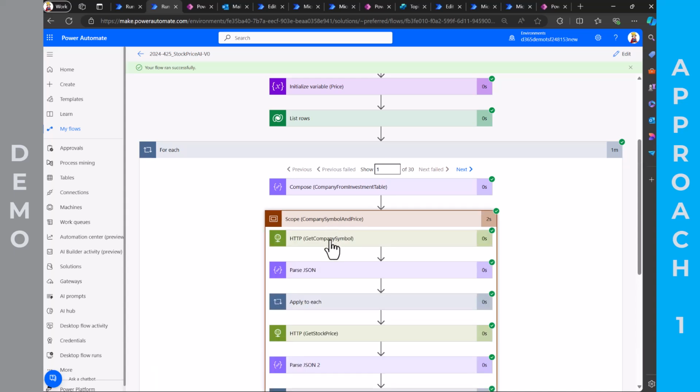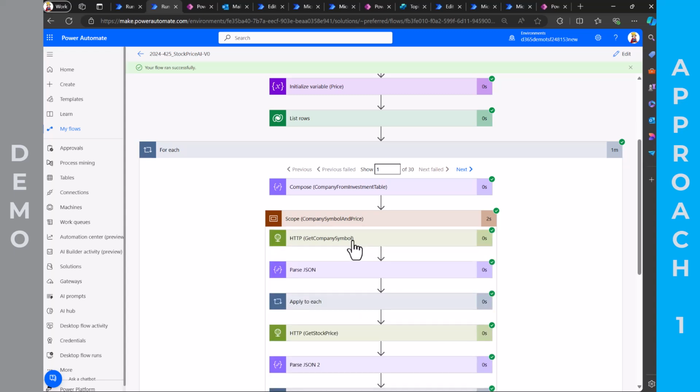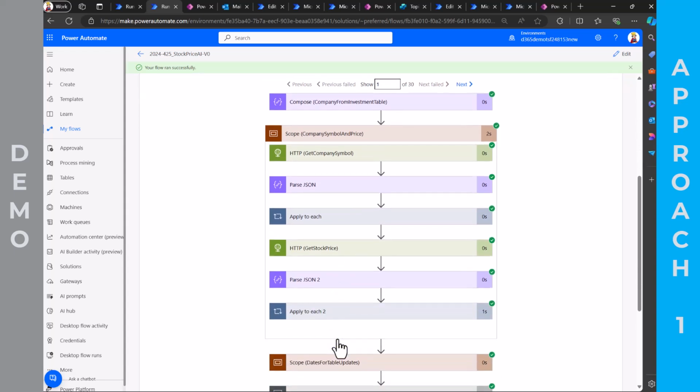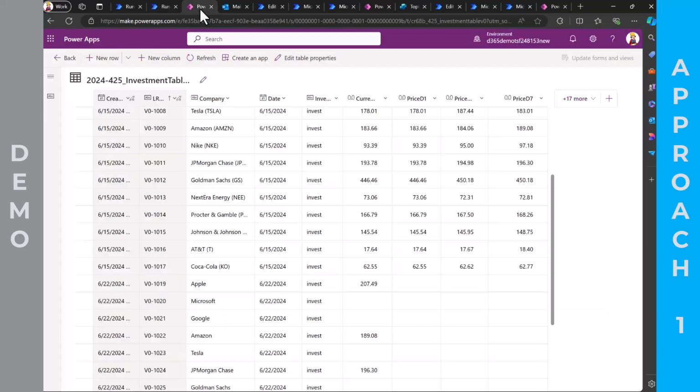How do I do that? Well, there is a website on Finance Yahoo where you can search for the finance symbol. Once you have that, you can ask for the stock price. And once you have that, you can update the row. And that's what I did here.